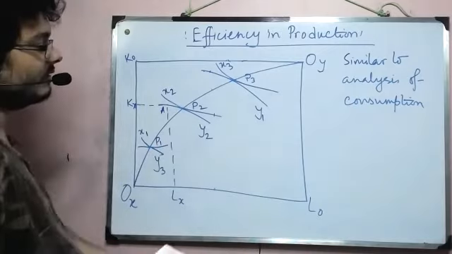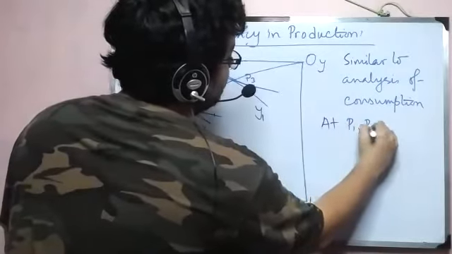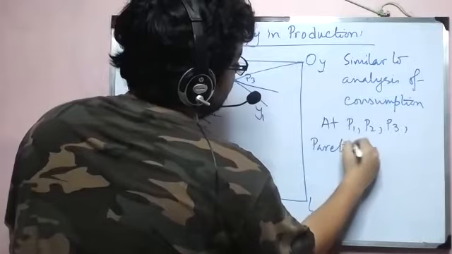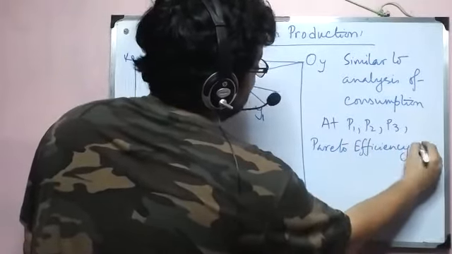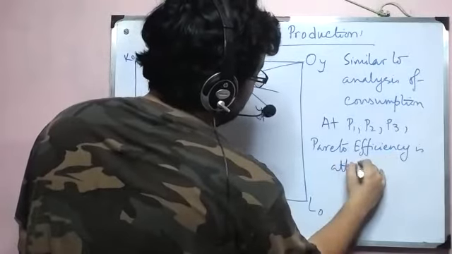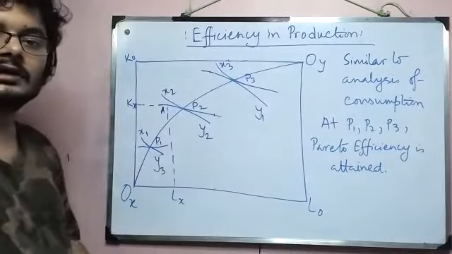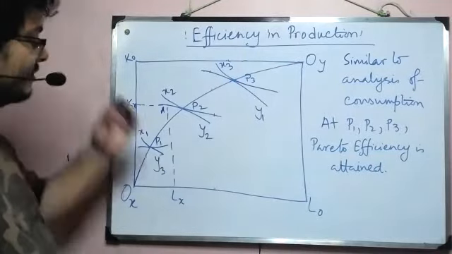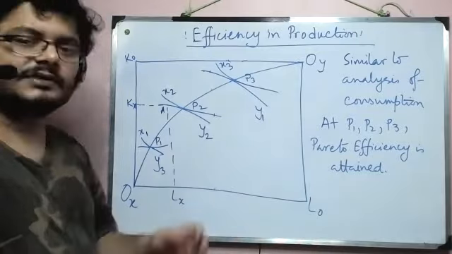So let's say at P1, P2 and P3, Pareto efficiency is attained. Okay. So in those terms, it is the same. So here also we will define the contract curve in a parallel way, but there is also a slight difference.